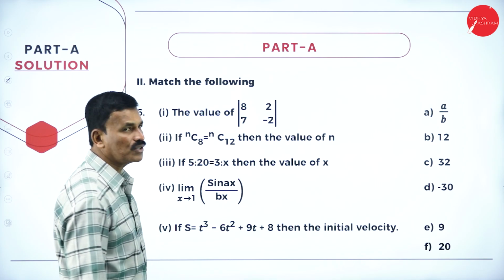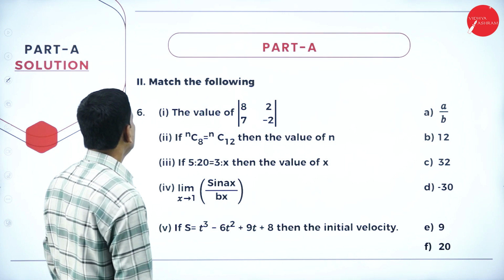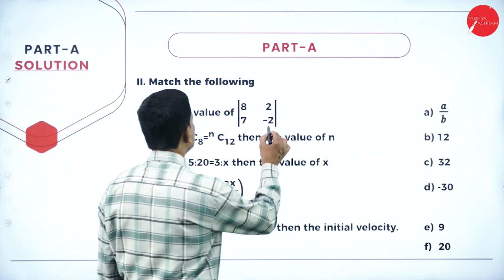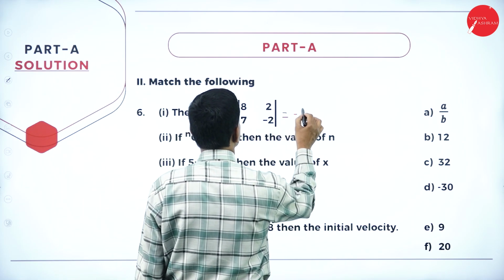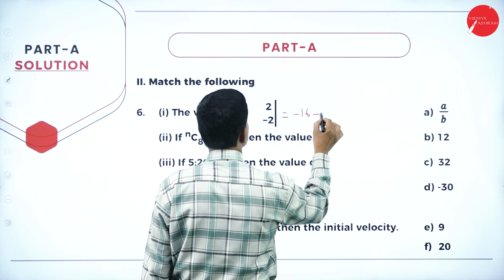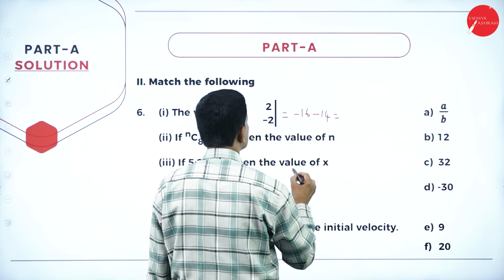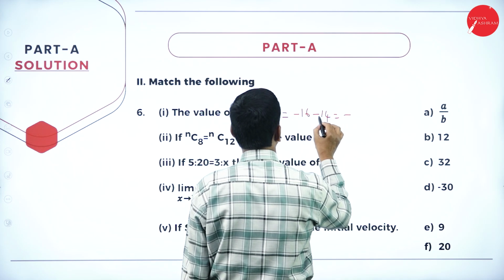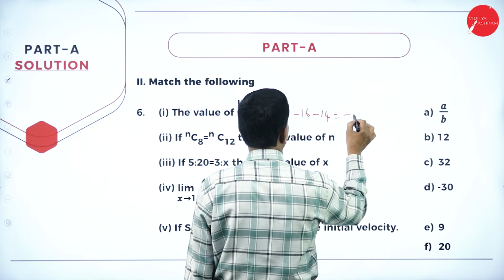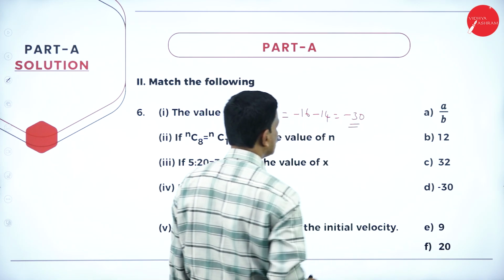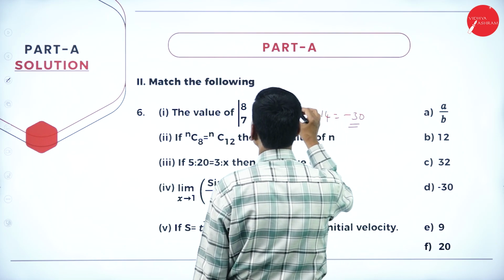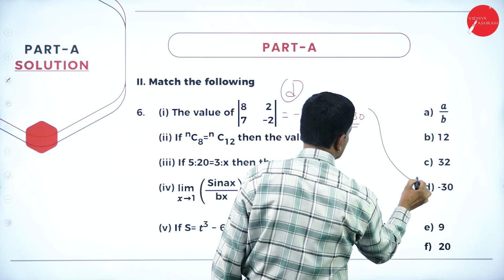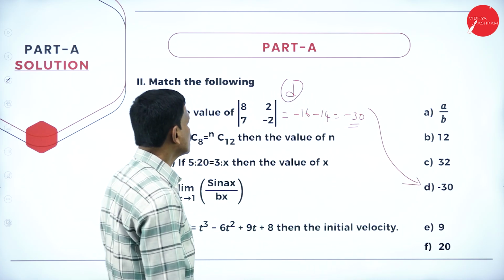Now, move on to the second part. That is, match the following. Again, what is given? The value of determinant 8, 2, 7, minus 12. So, simplify this. 8 2s are 16 minus 7 2s are 14. So what is this equal to? Minus of 8 minus of 16 and 14 is nothing but 30, minus 30. So the answer for this is D, that is minus 30.